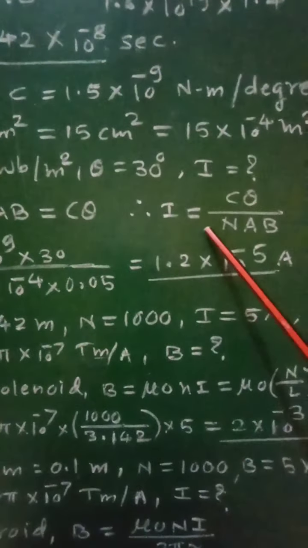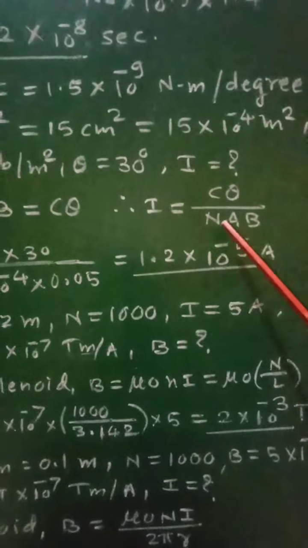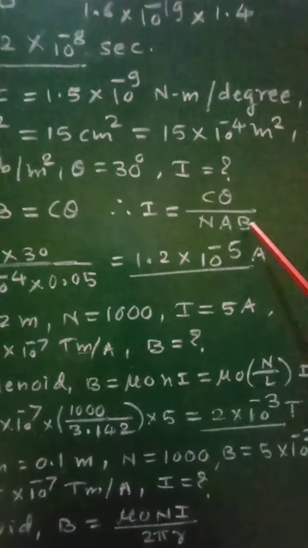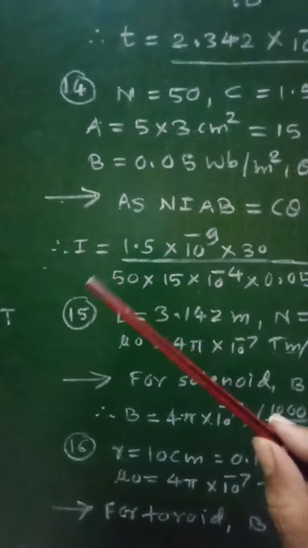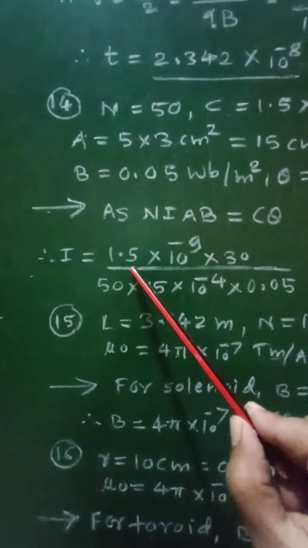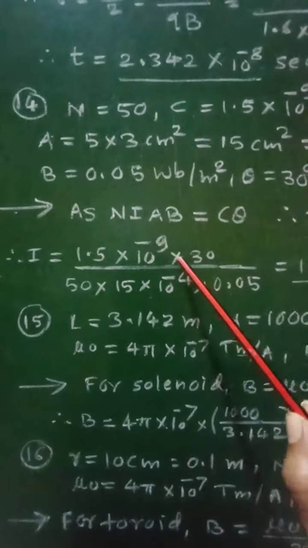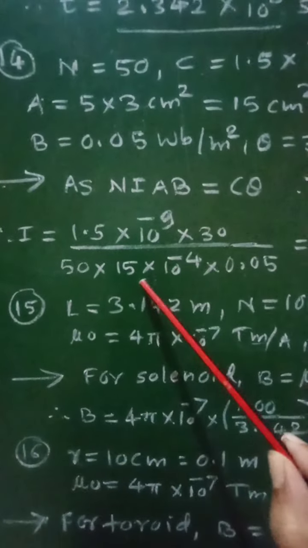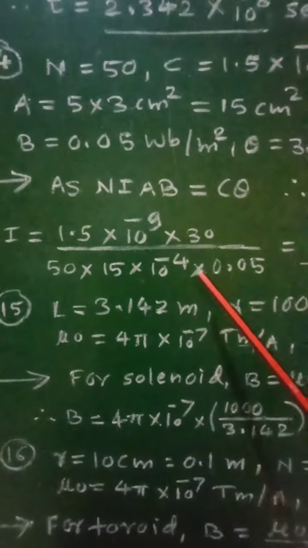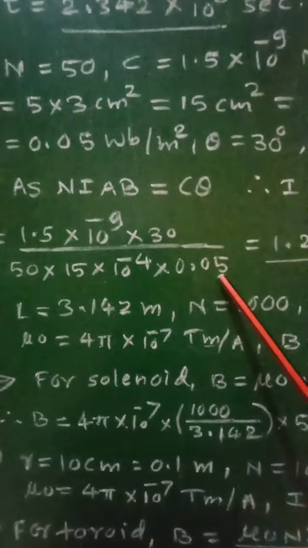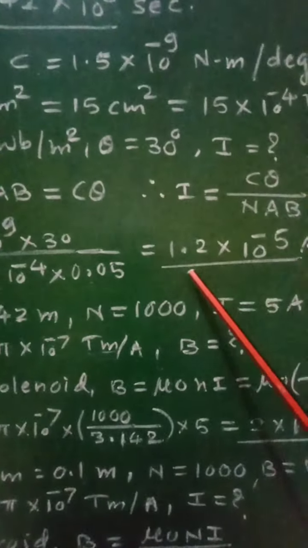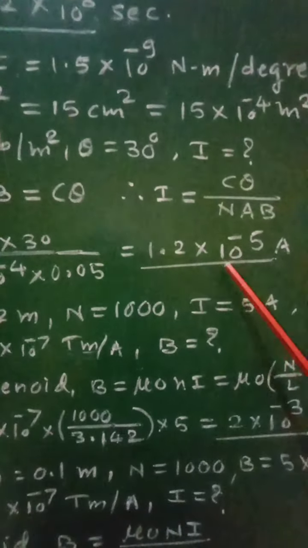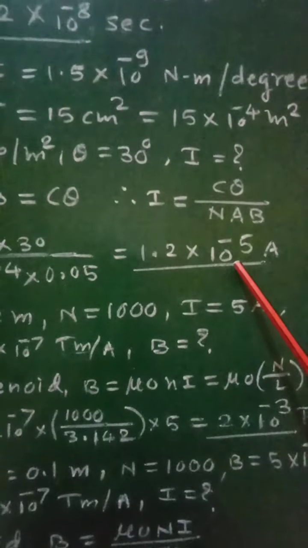Therefore current I will be equal to C theta upon NAB, and therefore I will be equal to 1.5 into 10 raised to minus 9 into 30 upon 50 into 15 into 10 raised to minus 4 into 0.05, which comes out to be 1.2 into 10 raised to minus 5 ampere, which is the required current.